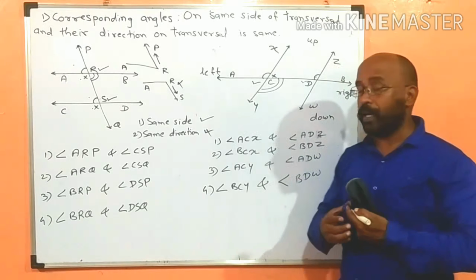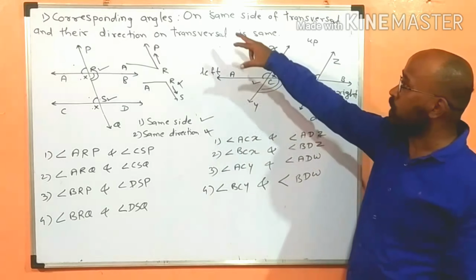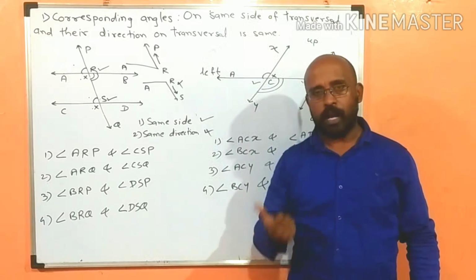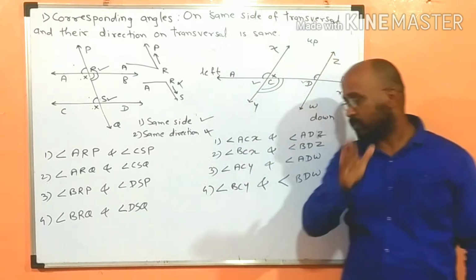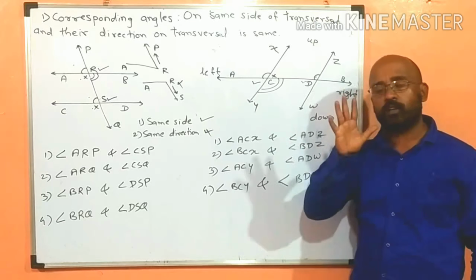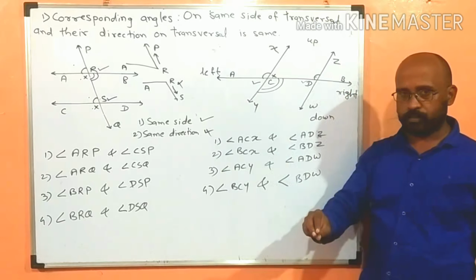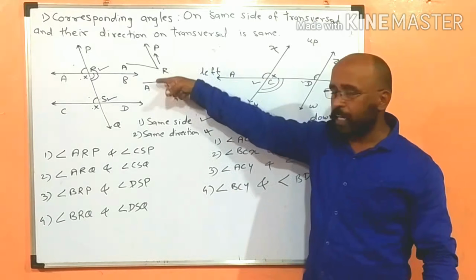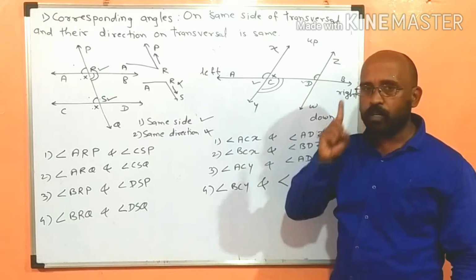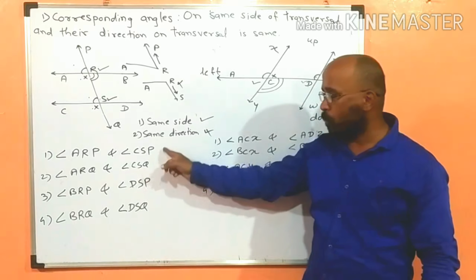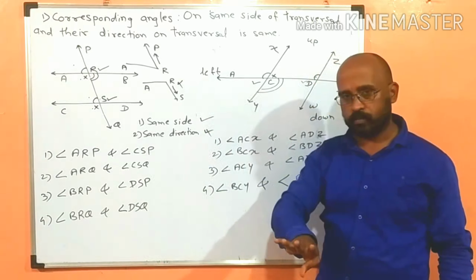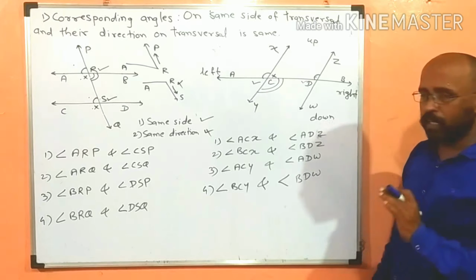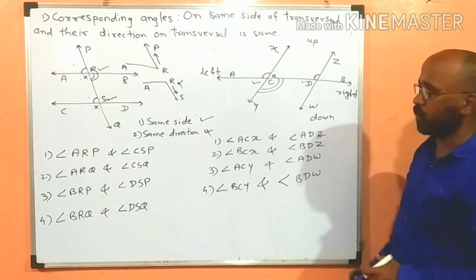Okay students, so finally what is meant by corresponding angles? If two angles are on the same side of the transversal and their direction on transversal is same, then such two angles are called as corresponding angles. Okay, and in the case of two lines and one transversal, you can find four such pairs of corresponding angles. How many pairs? Four pairs. Clear students? Now let us see one interesting fact about these angles.